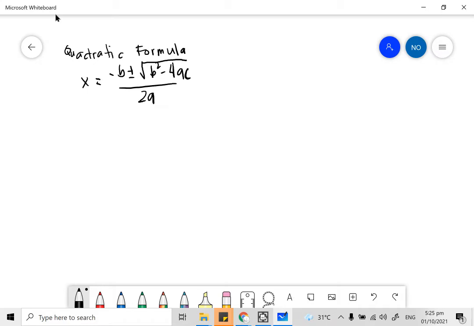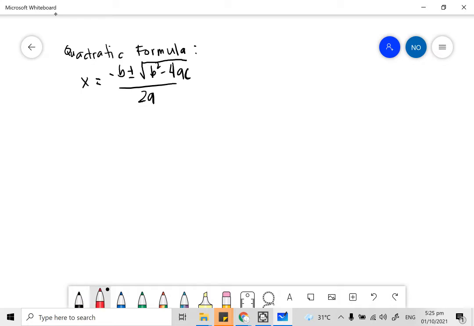So kung naalala nyo class, the quadratic formula ang quadratic formula ay x is equals to negative b plus or minus square root of b squared minus 4ac all over 2a. So, ito yung quadratic formula natin. Ngayon, ang quadratic formula natin class, kung makikita nyo, dalawa yan. Inire-represent niya yung dalawang roots ng isang quadratic equation.